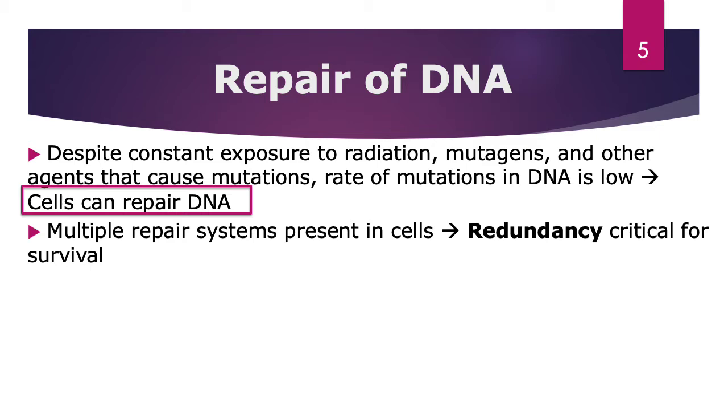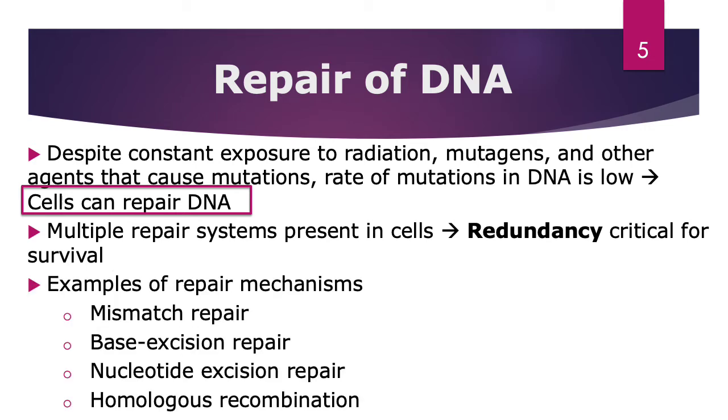The availability of multiple repair systems gives rise to redundancy, and this redundancy is critical for the survival of a cell because it has to ensure that the integrity of its DNA is not compromised, since it is the genetic material and has all the instructions for the survival of a cell. The different types of repair mechanisms that are available are mismatch repair, base-excision repair, nucleotide-excision repair, homologous recombination, and others. In the following slides, we're going to look at a few types of repair mechanisms.